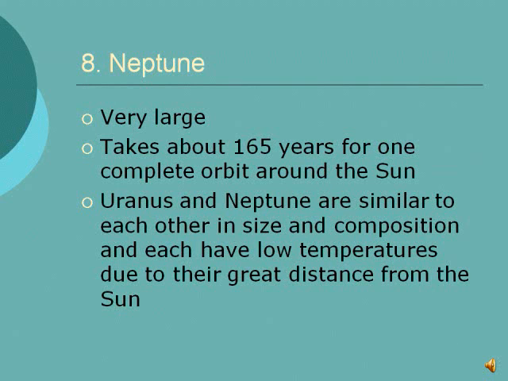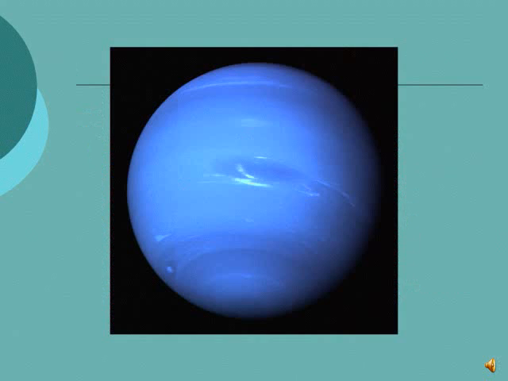Neptune is very large also. All of these planets that are past Mars, we call them the gas giants because they are composed mainly of gas, and they're huge. It takes about 165 Earth years for one complete orbit around the Sun. Uranus and Neptune are similar to each other in size and composition, and each have low temperatures due to their great distance from the Sun.